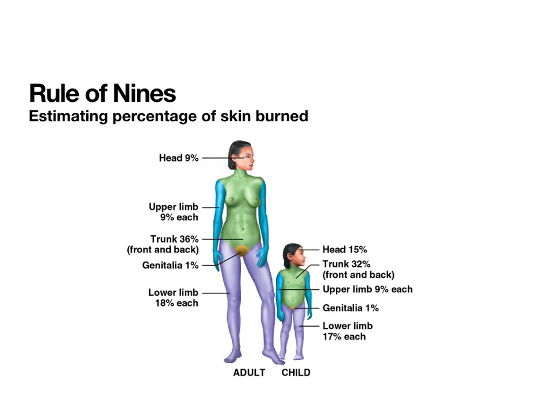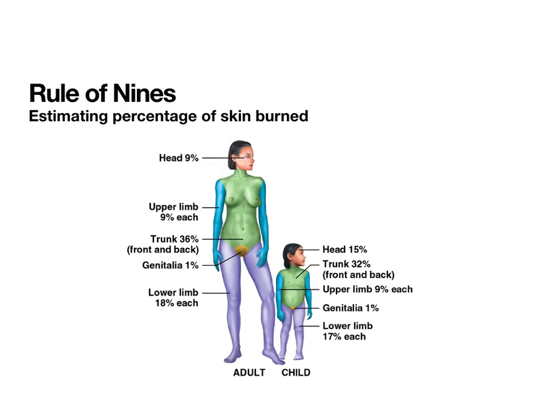So the rule of nines, this is how we determine what percentage of our body is burned. The image here shows both an adult and a child. So it's a good idea to understand that the child is very different from an adult. For testing purposes, I want you to focus mainly on the adult, but just be aware that there is a difference.